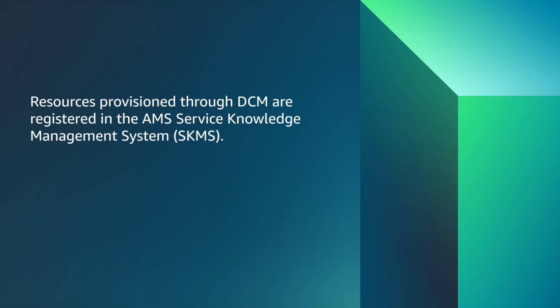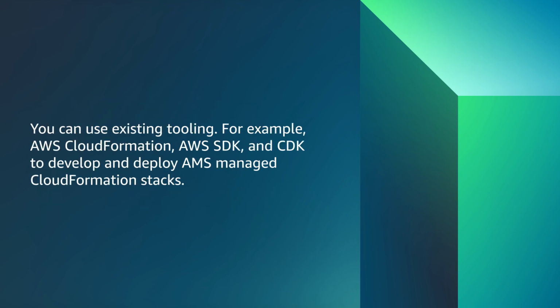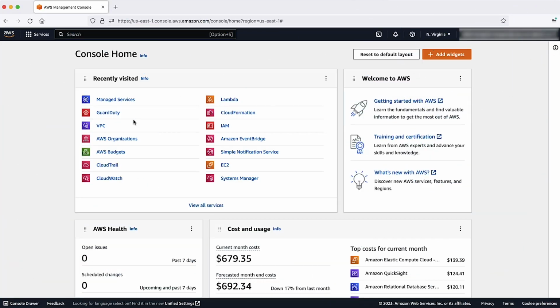Resources provisioned through DCM are registered in the AMS Service Knowledge Management System, or SKMS. They are joined to the AMS Managed Active Directory domain when applicable and run AMS Management Agents. You can use existing tooling, for example, AWS CloudFormation, AWS SDK, and CDK to develop and deploy AMS Managed CloudFormation stacks. Let's see how to turn on direct change mode using an automated RFC.